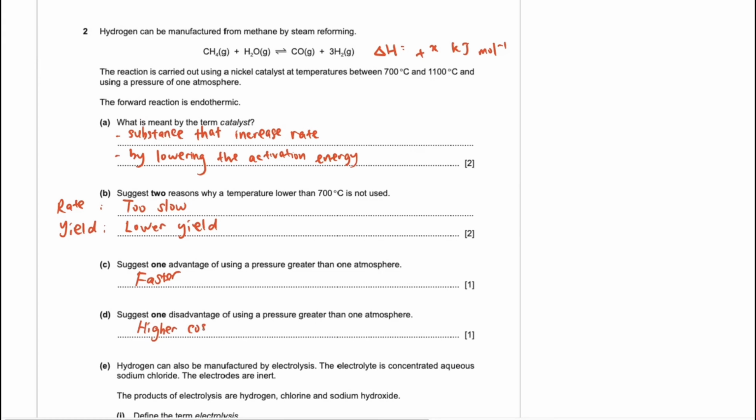Imagine 1 atmosphere comes on its own, our surrounding is 1 atmosphere. So if you're using more than one, then you use your machine to press harder, use up electricity, and hence higher cost. Okay.